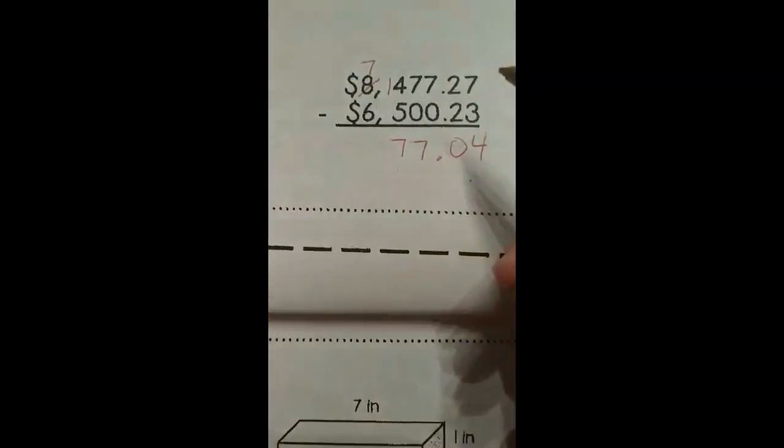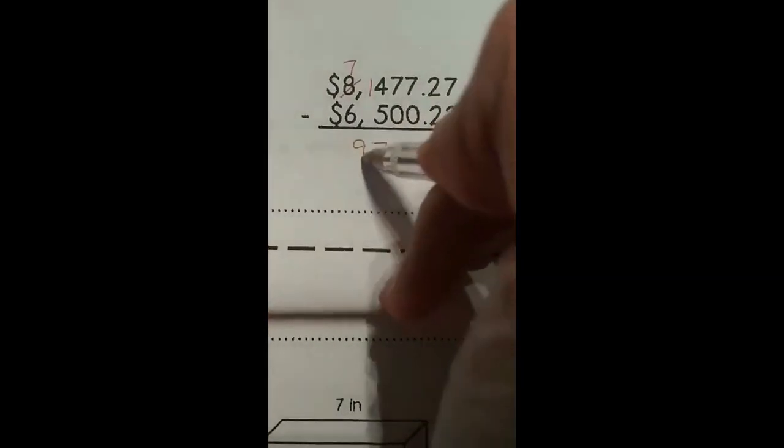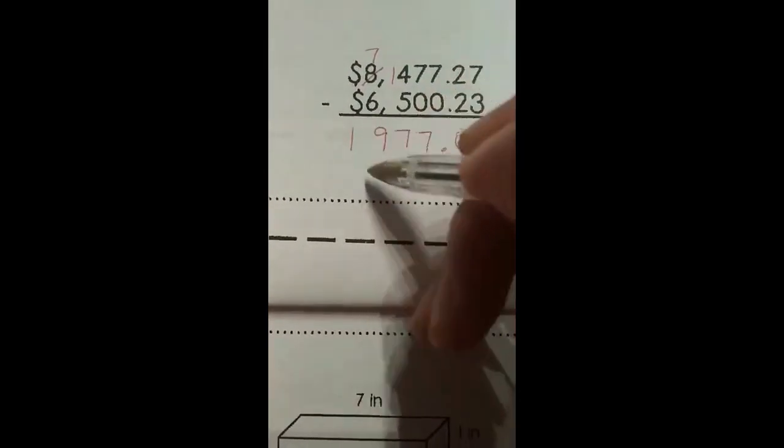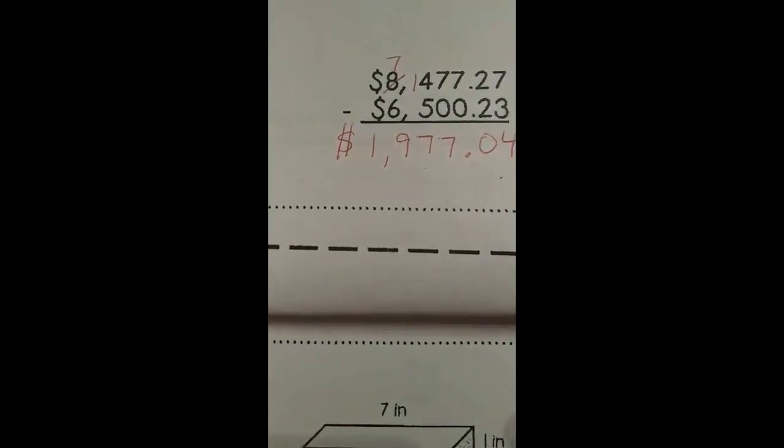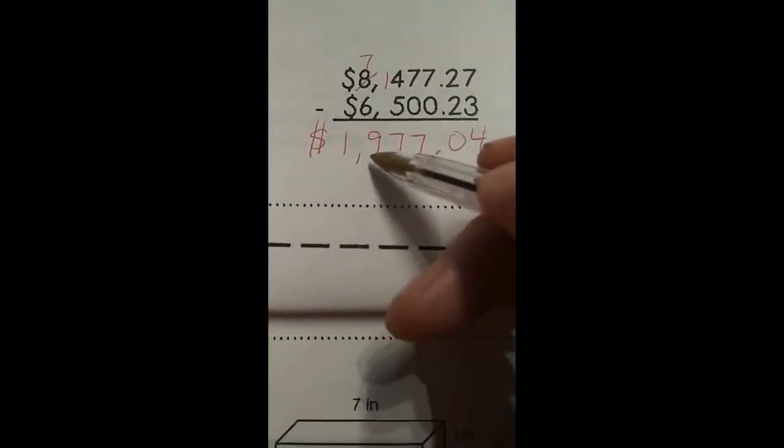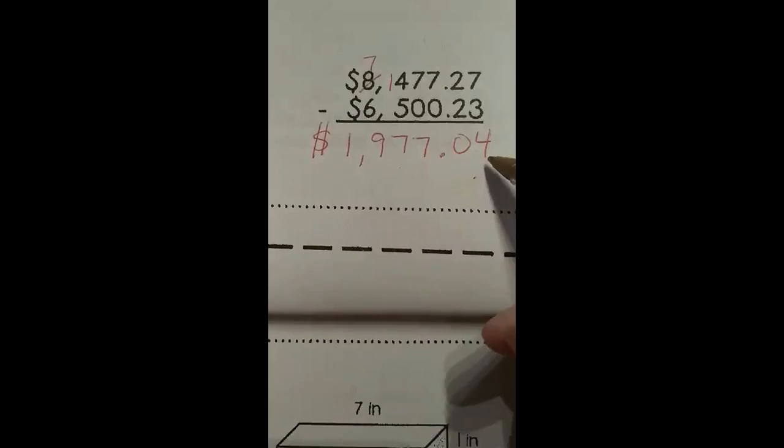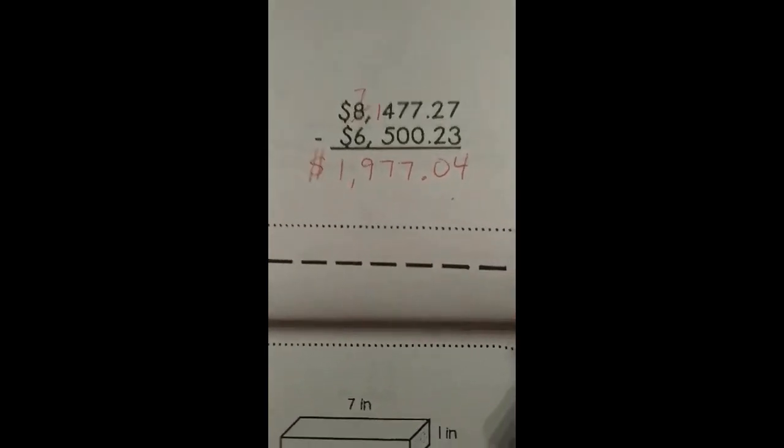4 minus 5. I'm going to have to borrow from my 8. Make it a 7. 14 minus 5 is 9. 7 minus 6 is 1. Add my comma and my dollar sign this time. My answer is $1,977.04.